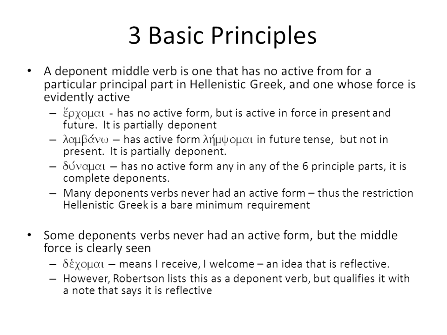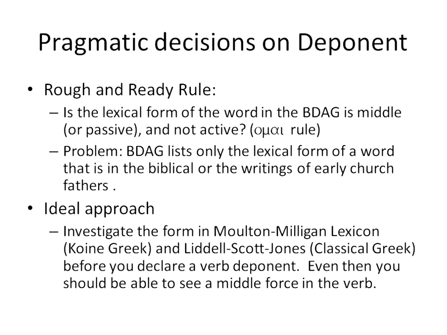For example, dekomai means I receive or welcome, and some people consider it reflexive, some people deponent. Robertson, one of the earliest lexicons in 1929, says this is deponent, but it qualifies with a note that says it's reflexive. Therefore, the confusion occurs. Now, what can you do to make a pragmatic decision?